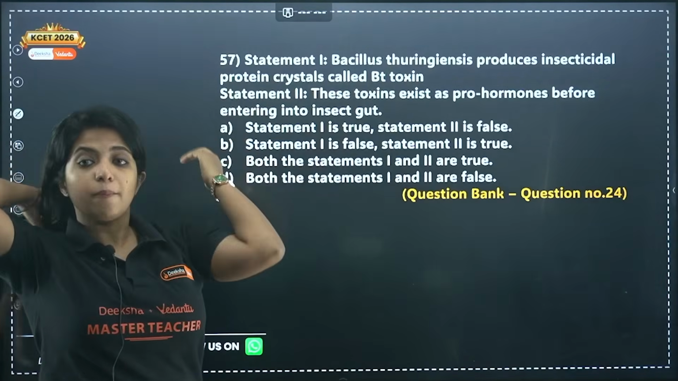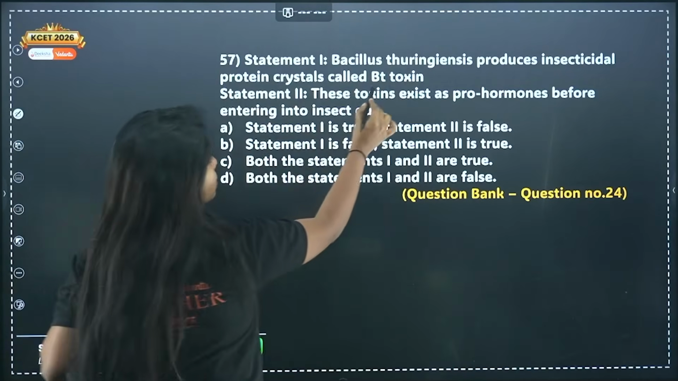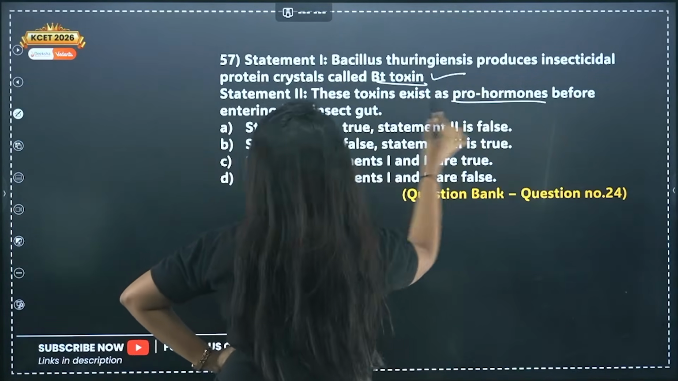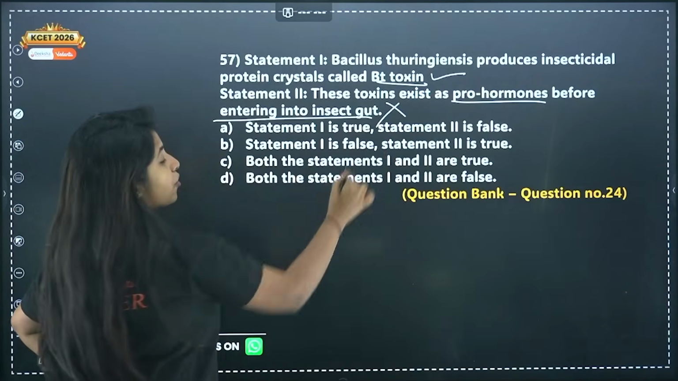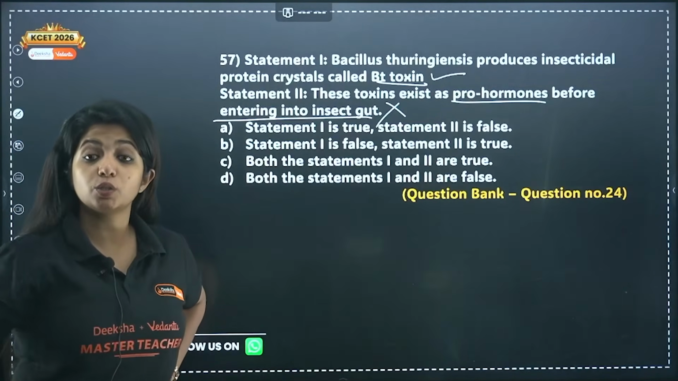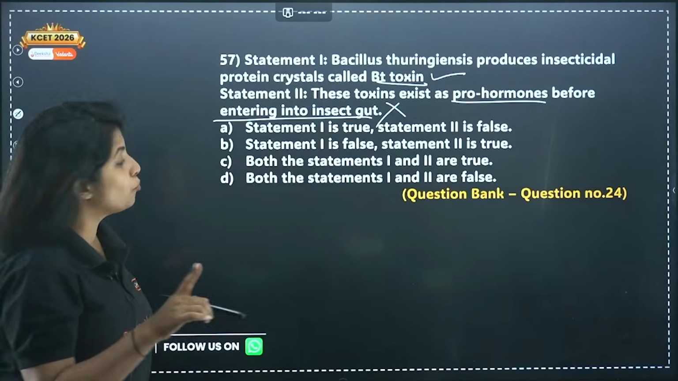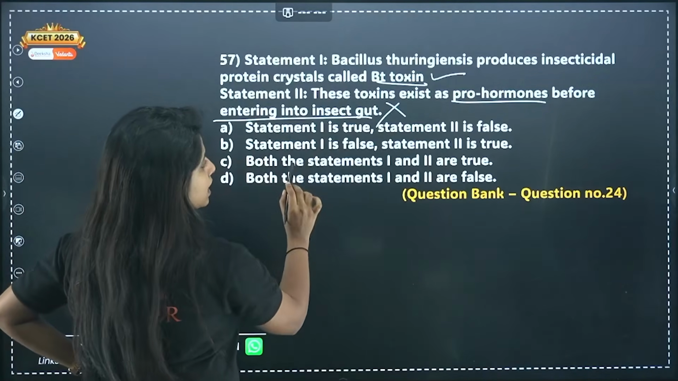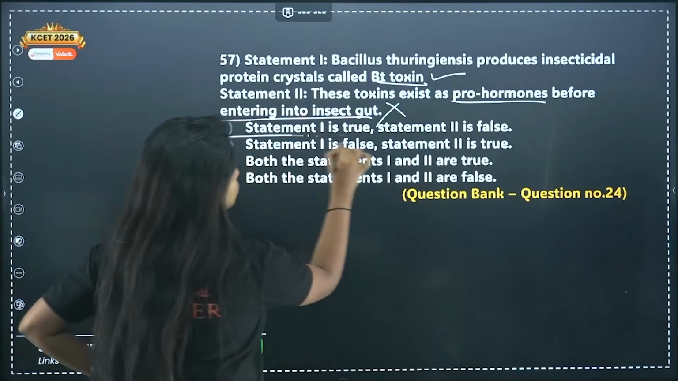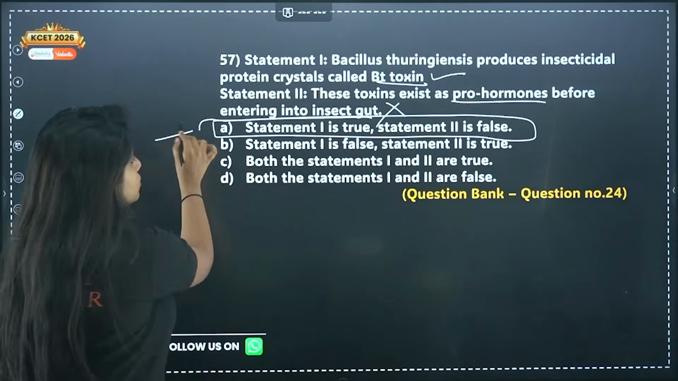Now, statement 1. Bacillus thuringiensis produces insecticidal protein crystals called Bt toxin. Correct. Statement 2: these toxins exist as prohormones before entering the insect gut. Wrong. They exist as protoxins, not as a hormone. So basically statement 1 is correct, but statement 2 is false. Statement 1 is true, statement 2 is what? False. So your answer becomes A.